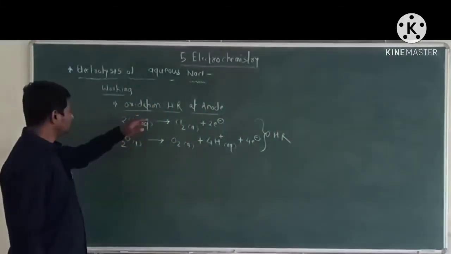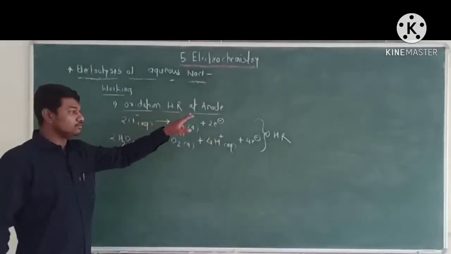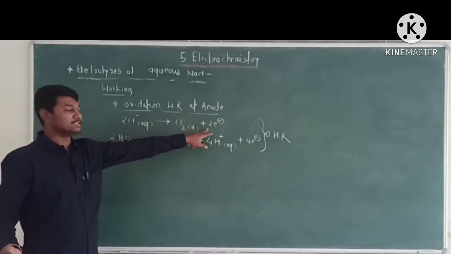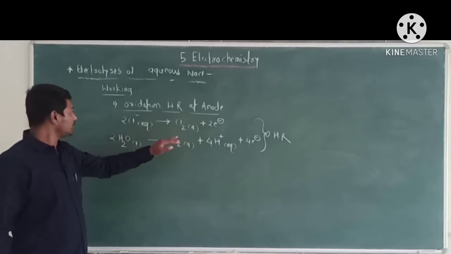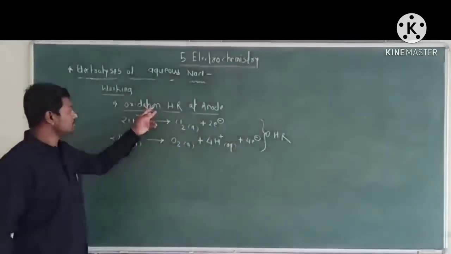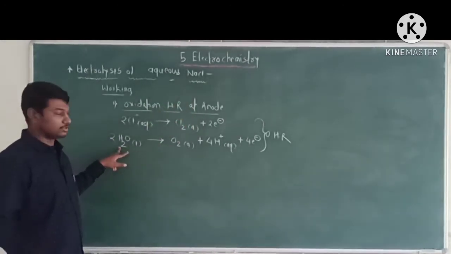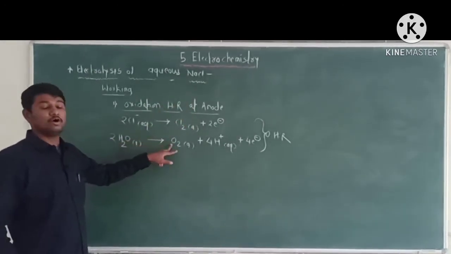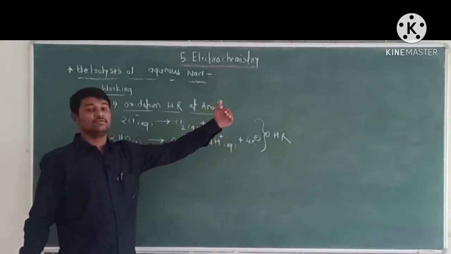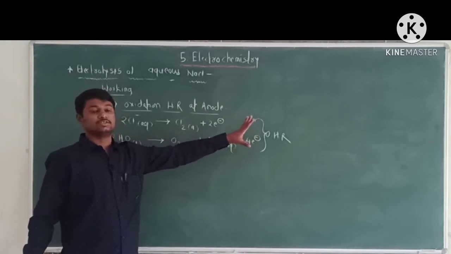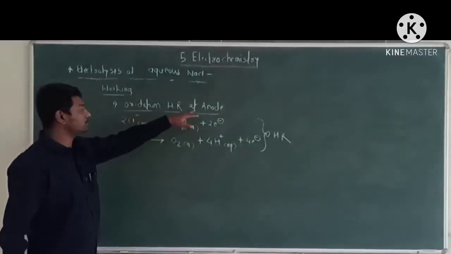At anode, the Cl minus ion releases its electron and oxidizes into chlorine gas. At the same time, another oxidation reaction which occurs at anode is 2H2O, that is water, oxidized into oxygen, giving 4H plus, releasing 4 electrons. These are the two oxidation half reactions which occur at the anode.